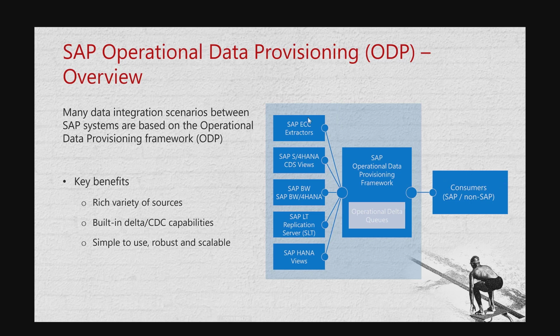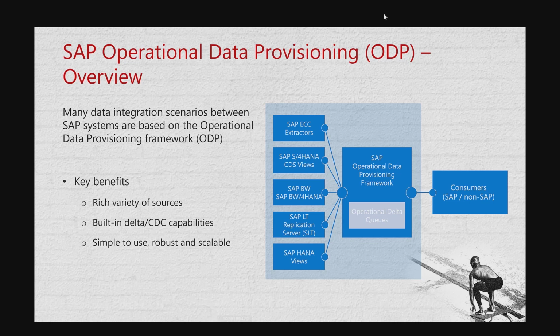So as you see here, and we'll go into this in more detail later, there's a long list of data providers which can provide data to consumers via ODP, and also on the consumer side, it's not only used by BW, but many other SAP tools have adopted this framework. For example, Data Warehouse Cloud can consume it, SAP Data Services can consume ODP, and many third-party ETL vendors have adopted that API as well.